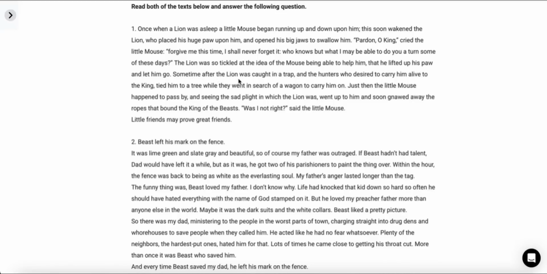Sometime after, the lion was caught in a trap, and the hunters who desired to carry him alive to the king tied him to a tree while they went in search of a wagon to carry him on. Just then the little mouse happened to pass by, and seeing the sad plight in which the lion was, went up to him and soon gnawed away at the ropes that bound the king of the beasts. "Was I not right?" said the little mouse. "Little friends may prove great friends."